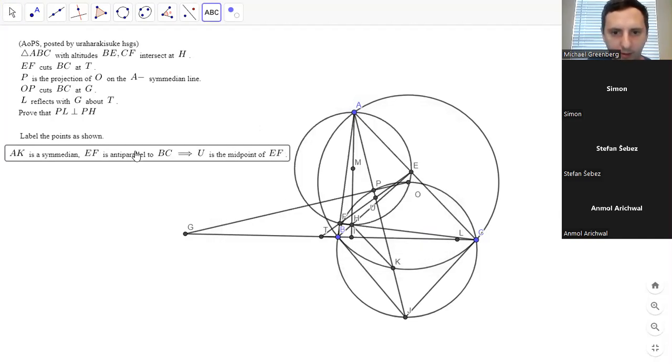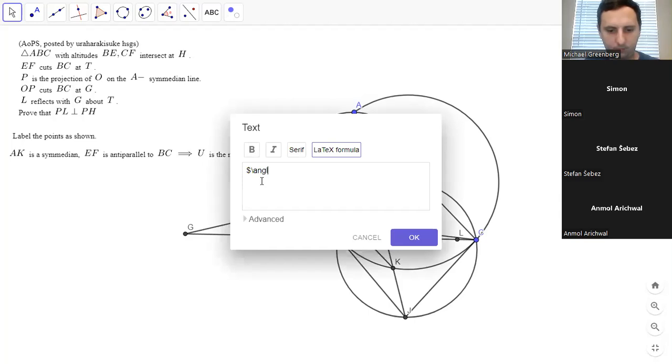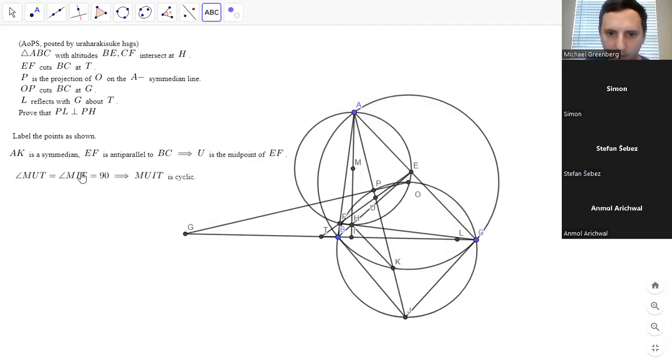And then once we have that, we have angle MUT is equal to angle MIT equals 90. So that's cyclic. And then we want to show P lies on that. So we want to show MPUI is cyclic.